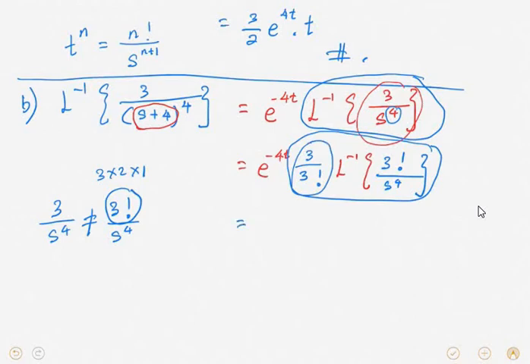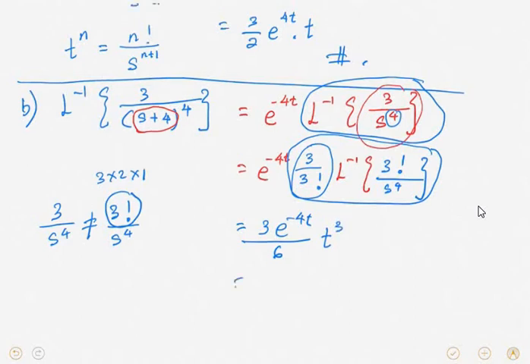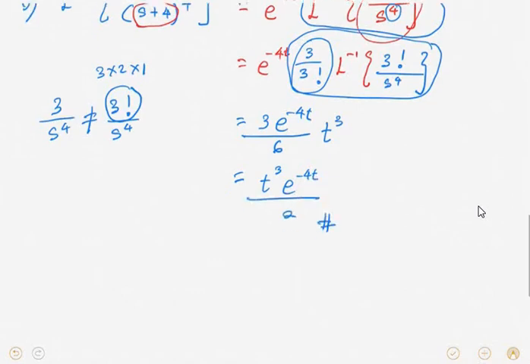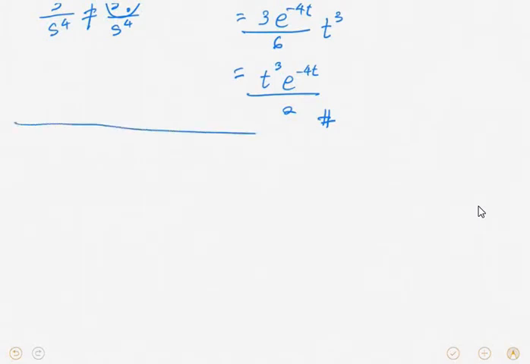Okay, and after this, you simplify it. So this one you get 6, and then 3 factorial gives you t power of 3. And you simplify, you get t power of 3 exponent negative 4t over 2. Hope you can understand. Okay, we look at another example again. Hopefully this can help you understand more on how to use the first shift theorem in the inverse Laplace transform.